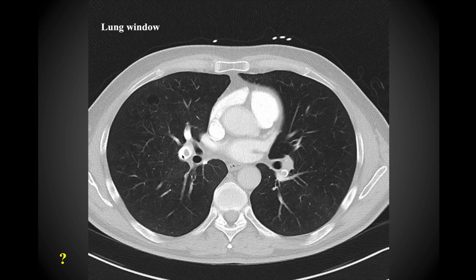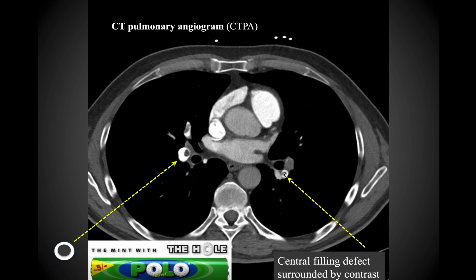But what you'll notice is with the pulmonary arteries right here that they have a unique appearance. When you look at this on a CT pulmonary angiogram, or a CTPA, you'll see that there's what we call a central filling defect surrounded by contrast in each one of these on either side. And so this is an example of pulmonary emboli, or a pulmonary embolism here, and another one over here. So plural is emboli. So you have pulmonary emboli in this patient.